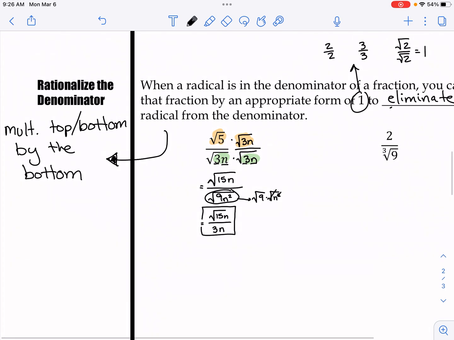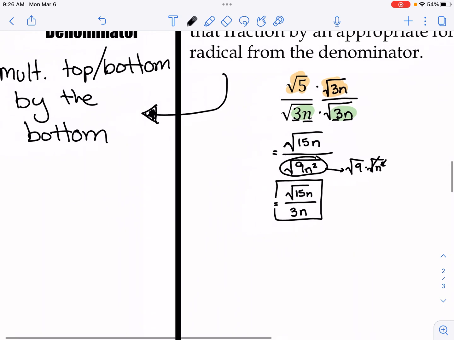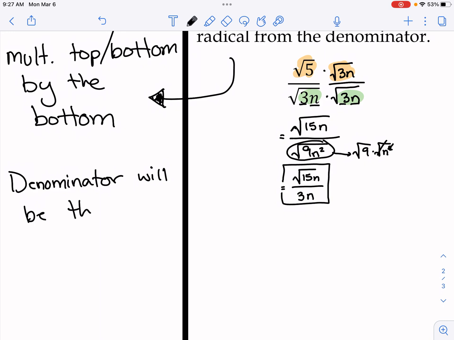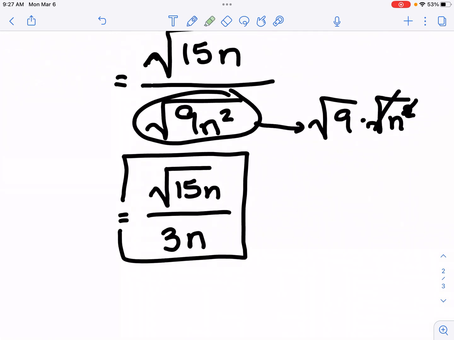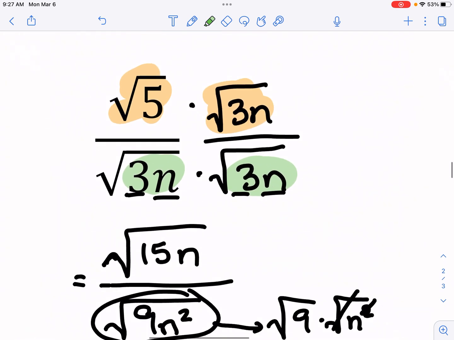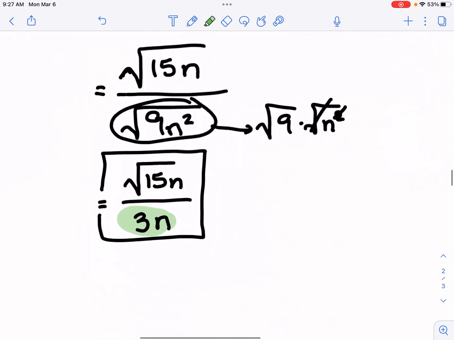But when you do this, another simplest way that I can explain it is that the denominator, once you simplify, will be the radicand. That's the thing that's inside the square root or whatever radical you have. Notice how we have a 3n here? Well, that was the radicand of the original denominator. So that's the whole purpose of it.